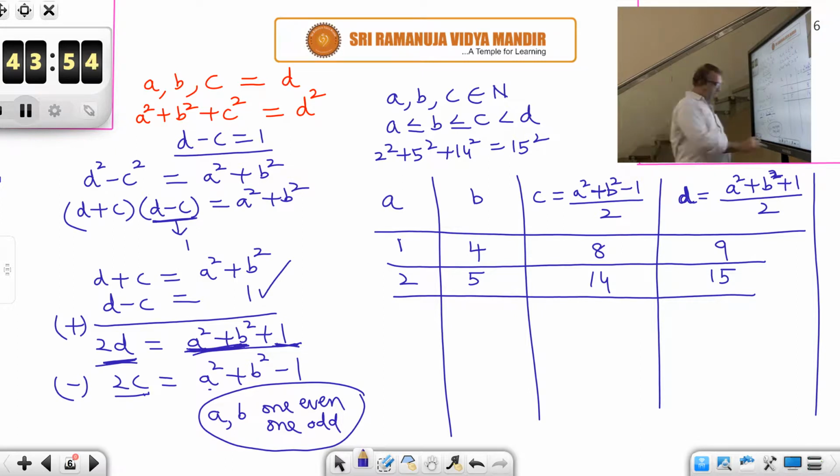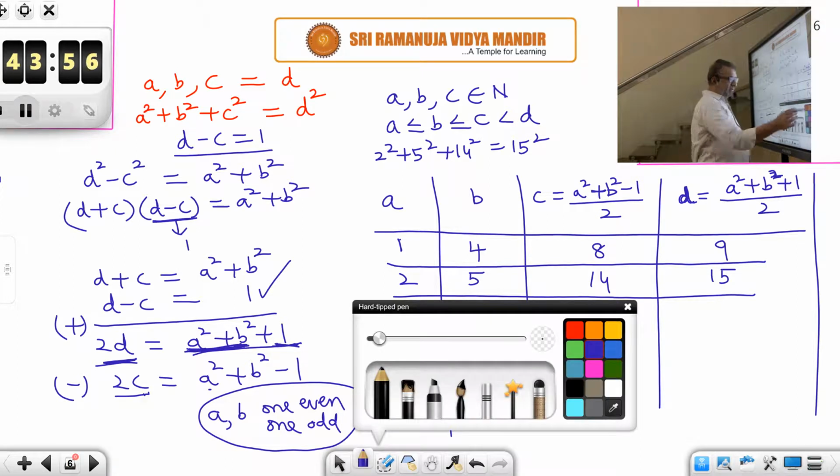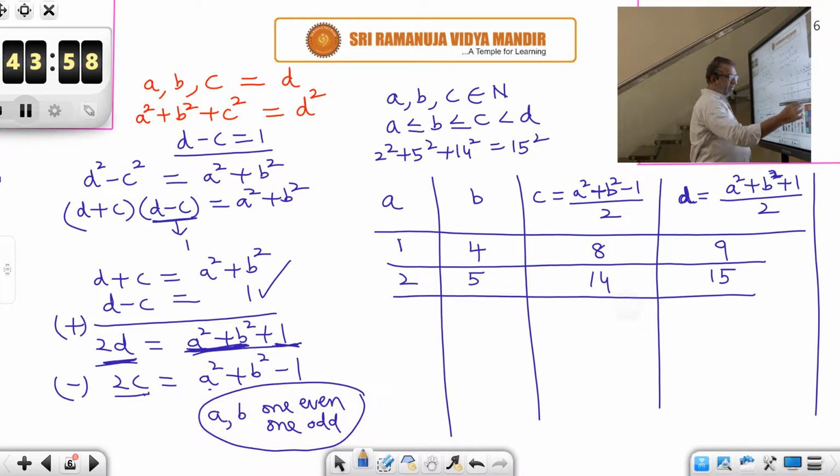So like this you can generate numbers. 1, 2 over. Next number 3. Odd number, so the other one should be even, is it not? So let it be 6. So 3 square plus 6 square.